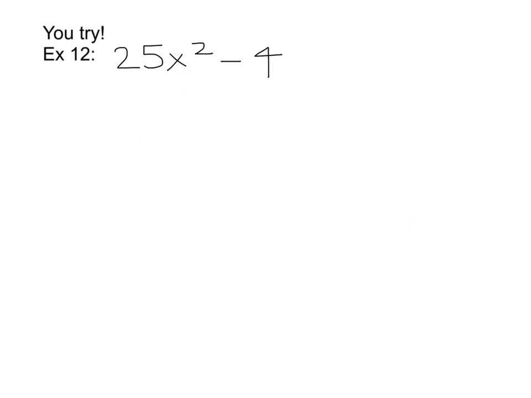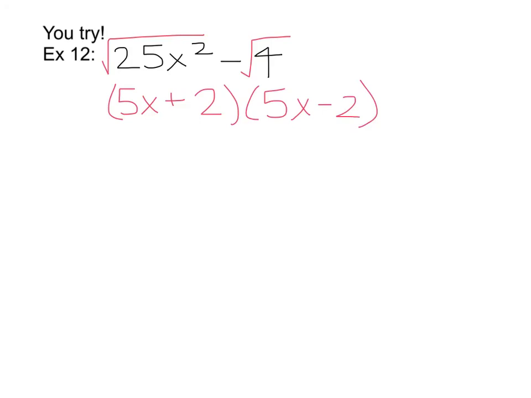Press pause and factor 25x squared minus 4. So I'm given two terms. In the middle is a minus sign, so it's probably a difference of two squares. The square root of 25x squared is 5x. The square root of 4 is 2. It doesn't matter whether the plus sign or the minus sign comes first. Just make sure you're writing two factors. One of them has a plus sign in the middle of it. The other one is getting a minus sign in the middle of it.